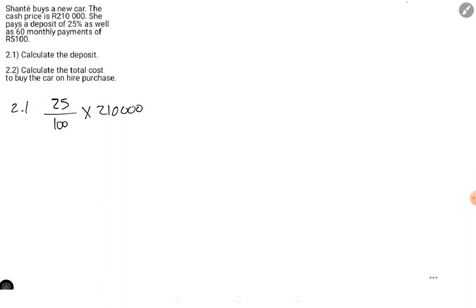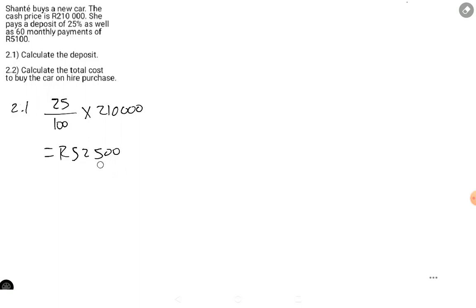I'm going to do it here. We've got 25 over 100. Multiply that by 210,000. Okay, that gives me 52,500. Okay, so this is how much Shanti puts down, right? So if Shanti puts down this amount, that means Shanti is basically paying this off. So whatever she needs to pay is going to be the difference. Okay, so always bear that in mind.